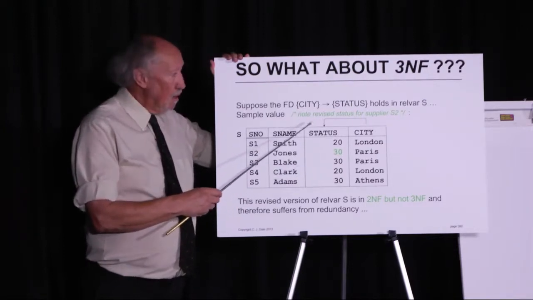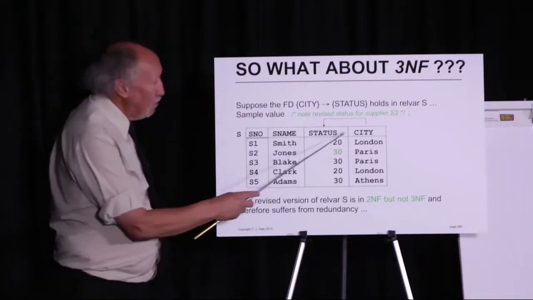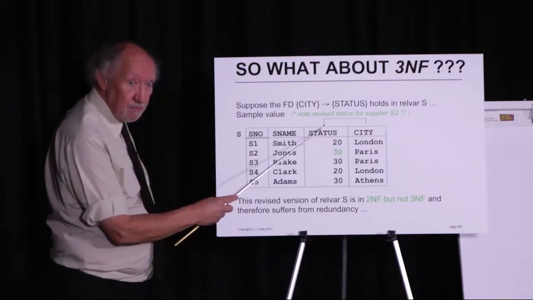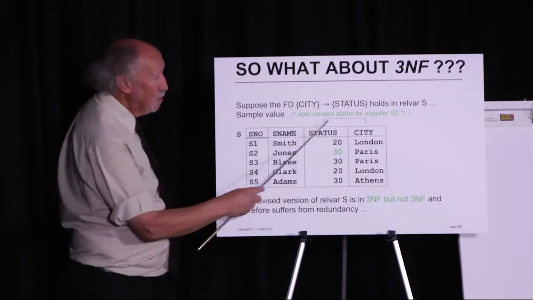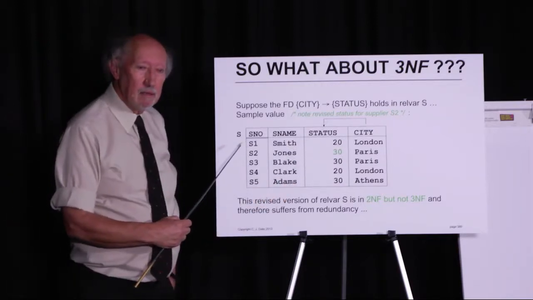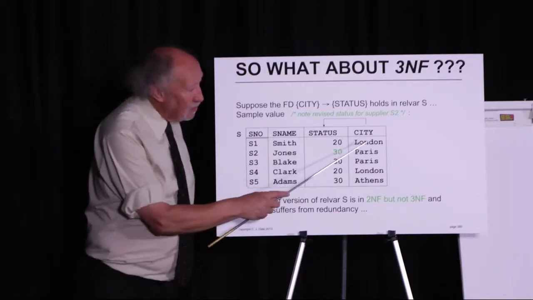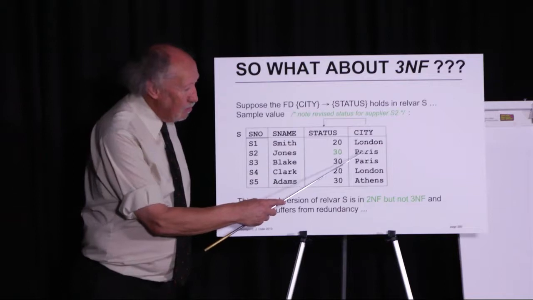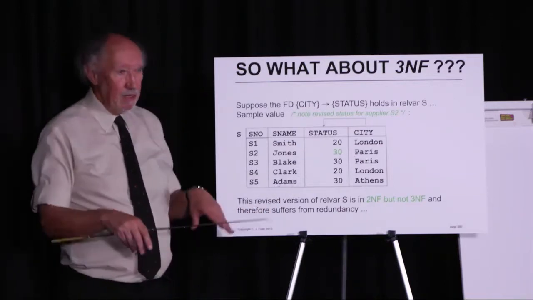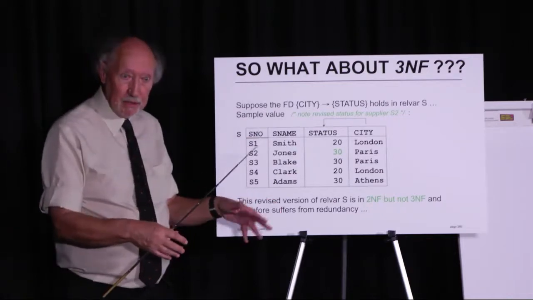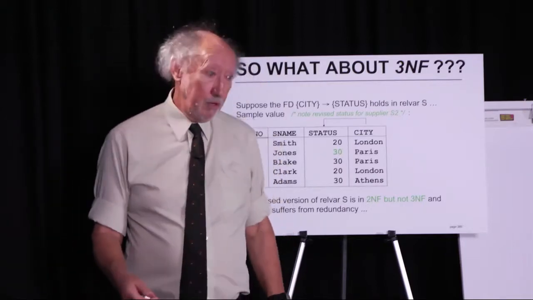If you're in Athens, you must have status 30. So we have a functional dependency from city to status. And let me just tell you, informally, you can see this is bad because this is a functional dependency that is not out of a key. And that's what's going to cause the trouble. In fact, it does cause trouble because every time we see London, we see 20. Every time we see Paris, we see 30. We have redundancy again. And the solution, again, is going to be to break this down by taking projections into smaller relvars of lower degree.